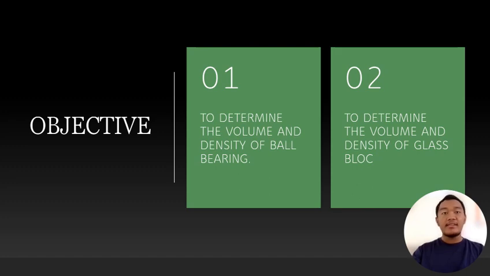Our first slide is about the objective of this experiment. In this experiment, we have two objectives. The first one is to determine the volume and density of a ball bearing, and the second one is to determine the volume and density of a glass block.